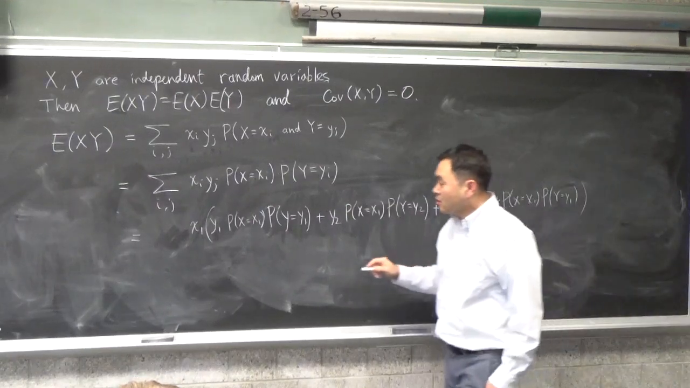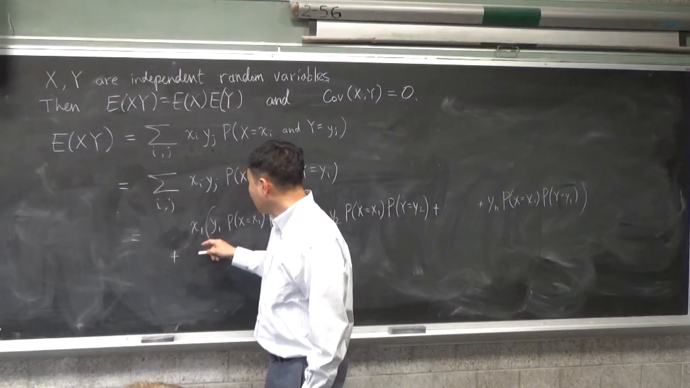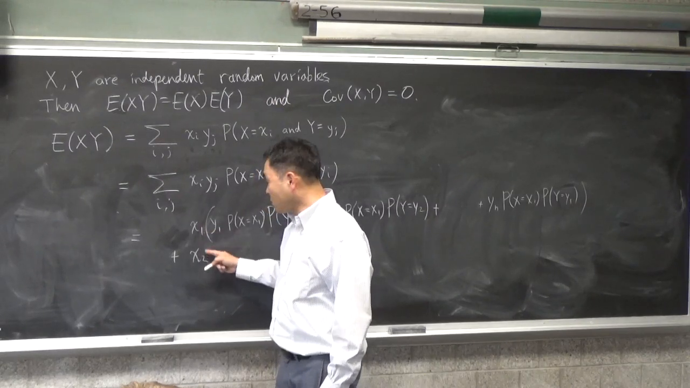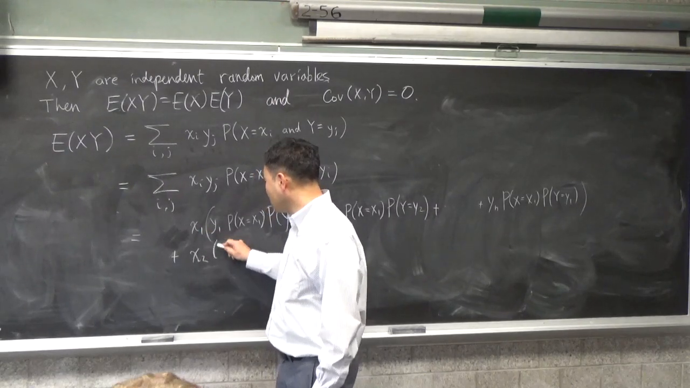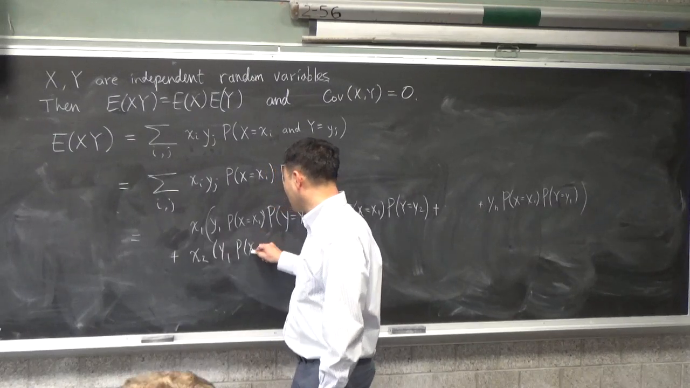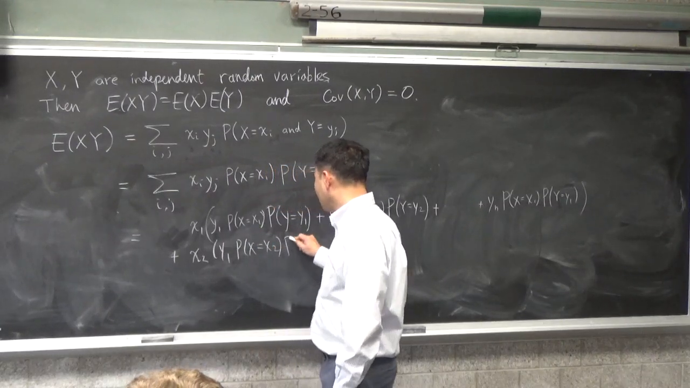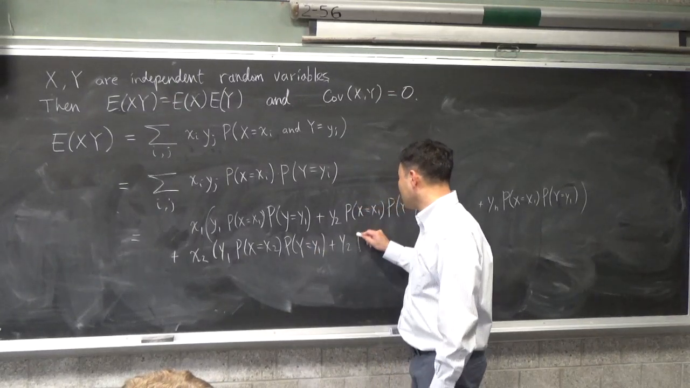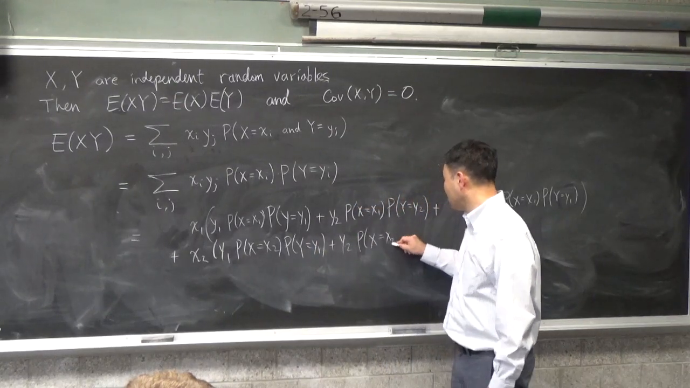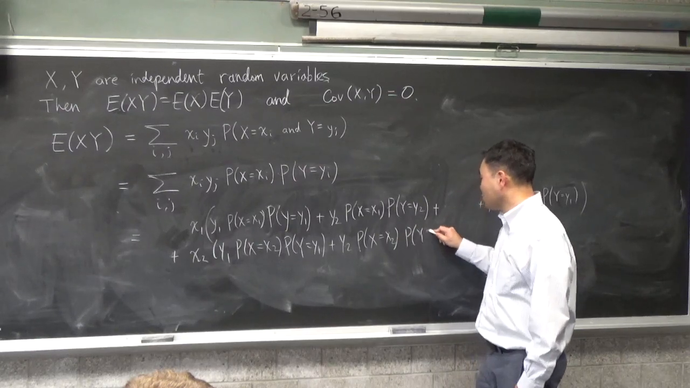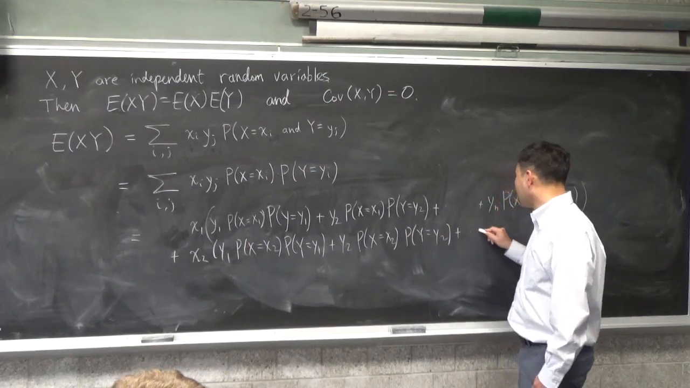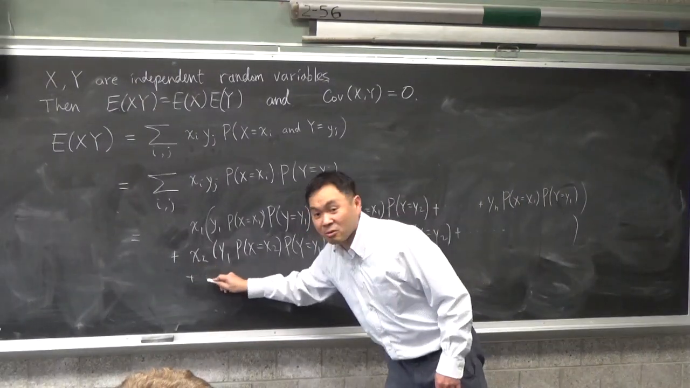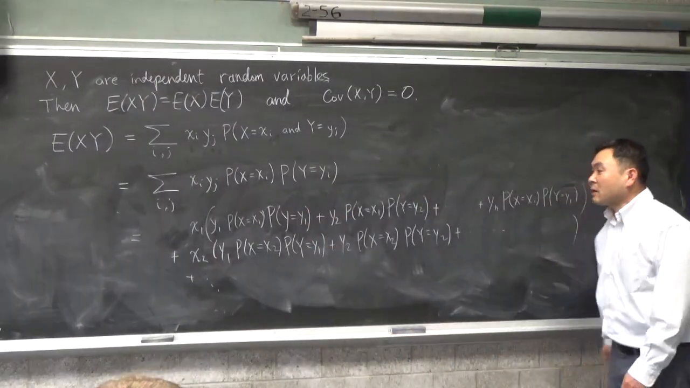But then plus, then x will also go up, right? The index for the x will also go. It will be x2, y1, P(X = x2), P(Y = y1), then x2, y2, P(X = x2), P(Y = y2), plus something like that. And then this will again go further. Now my point is this.